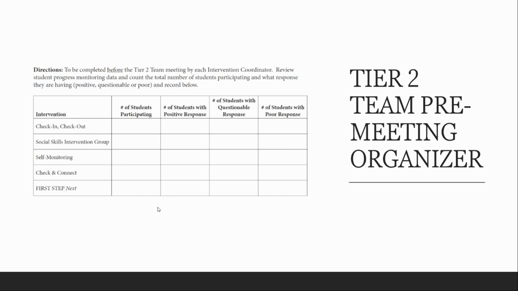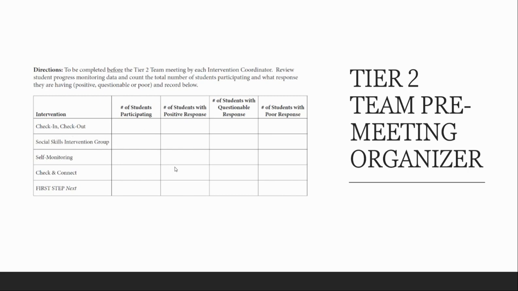So now let's go ahead and talk about the tier 2 data review process. What you're seeing here is a pre-meeting organizer. A pre-meeting organizer can be used to help that tier 2 team discuss students and decide who needs to be discussed at the next meeting. Now, remember, not every student in a tier 2 intervention will need to be discussed or reviewed at every tier 2 meeting. The names of students that are responding questionably, poorly, or eligible for fading are going to be submitted to that tier 2 team facilitator and are documented to inform the tier 2 meeting agenda.